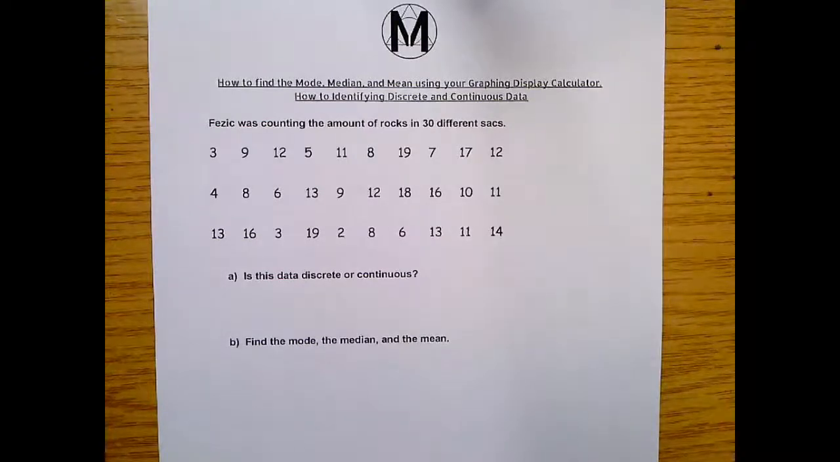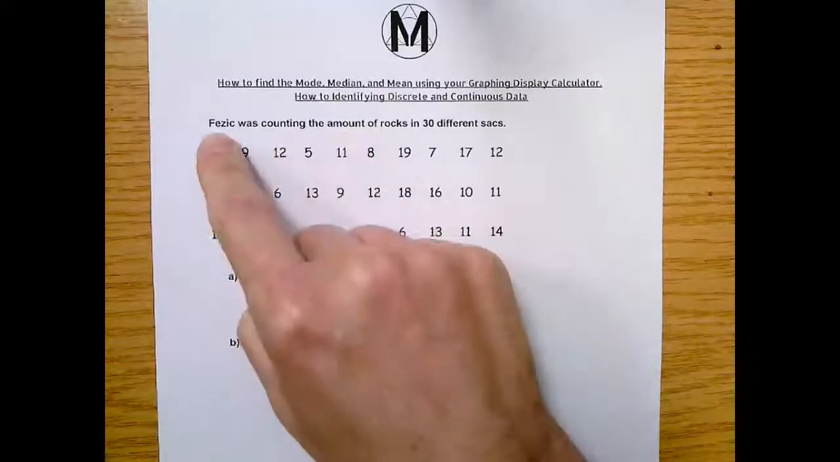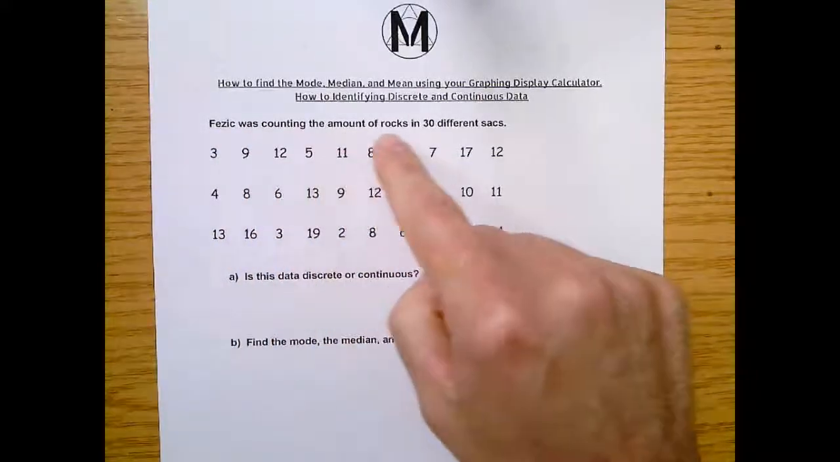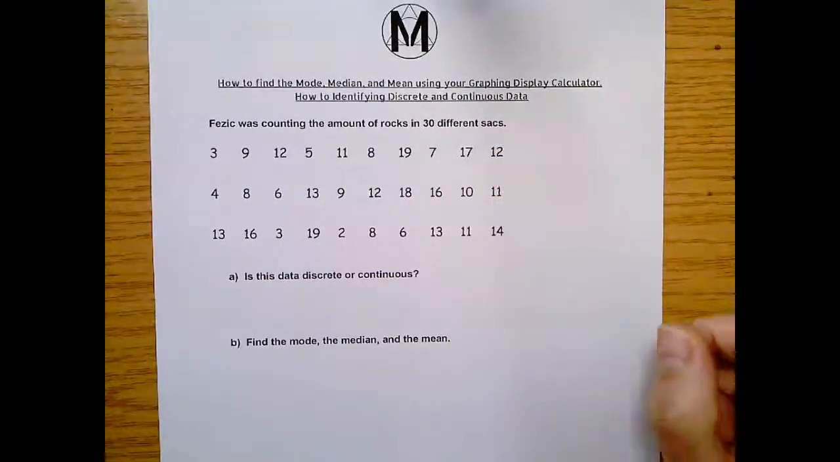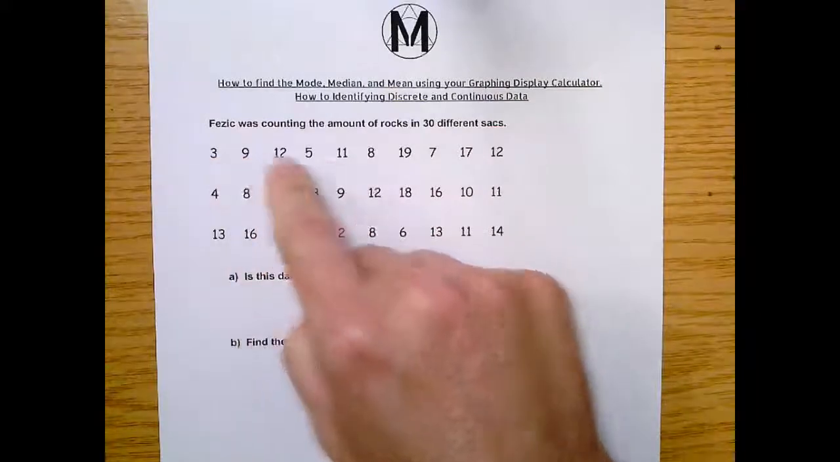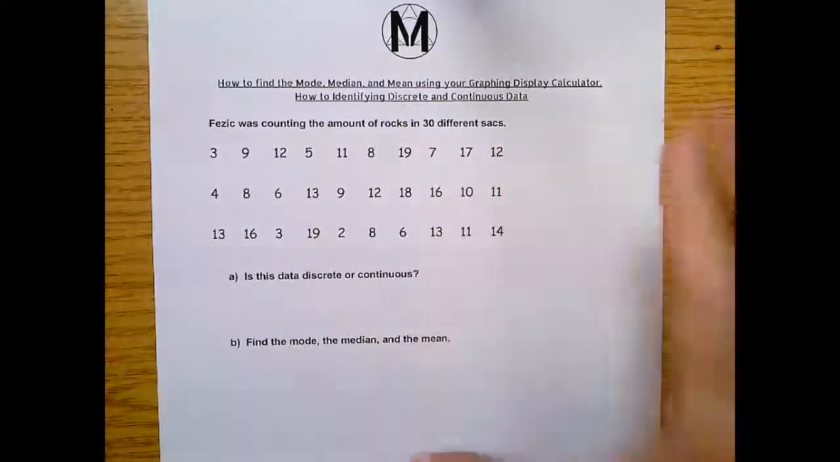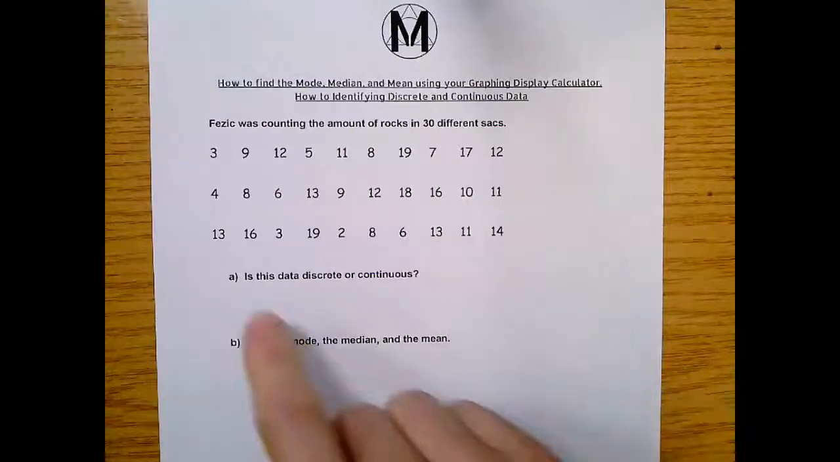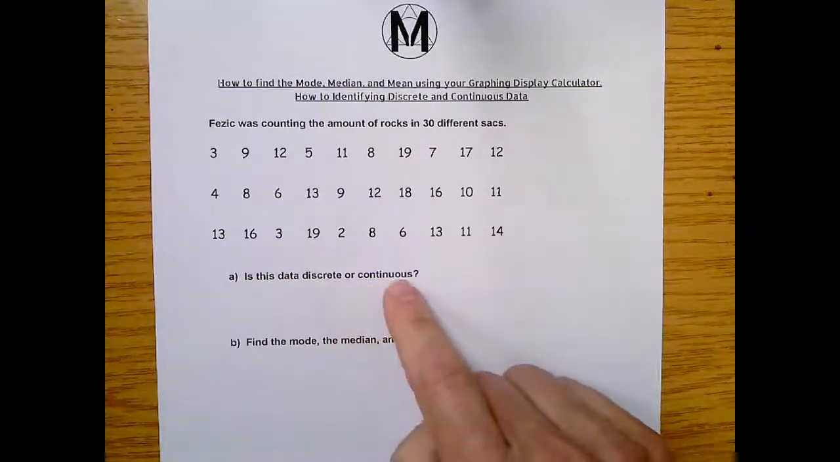Okay, so first things first, it says Felix was counting the amount, I'm sorry, not Felix, Fezzik was counting the amount of rocks in 30 different sacks. Okay, so Fezzik is counting rocks in sacks, and these are the rocks in each sack, and there are 30 of them. So there's 30 data points in our data set. So the first question, it says, is this data discrete or continuous?